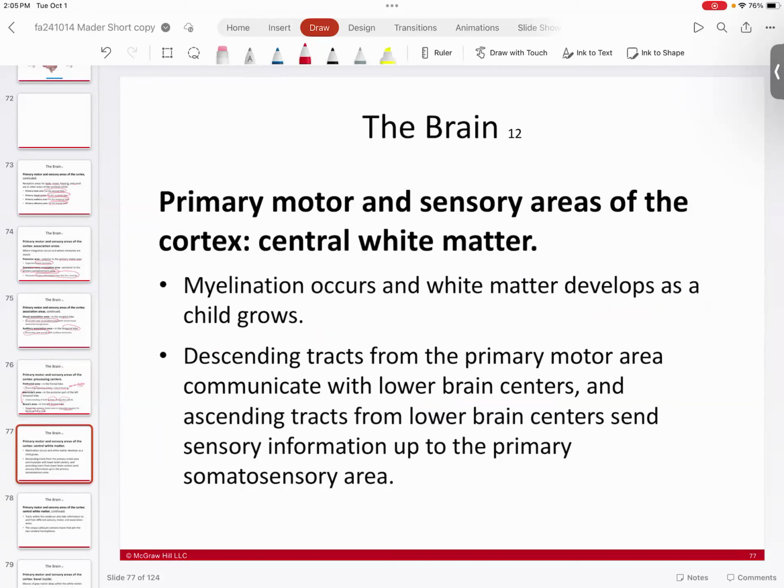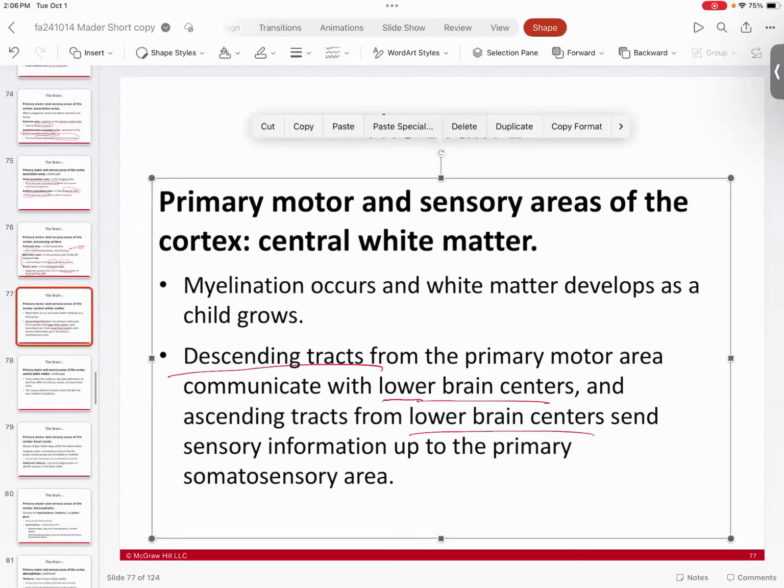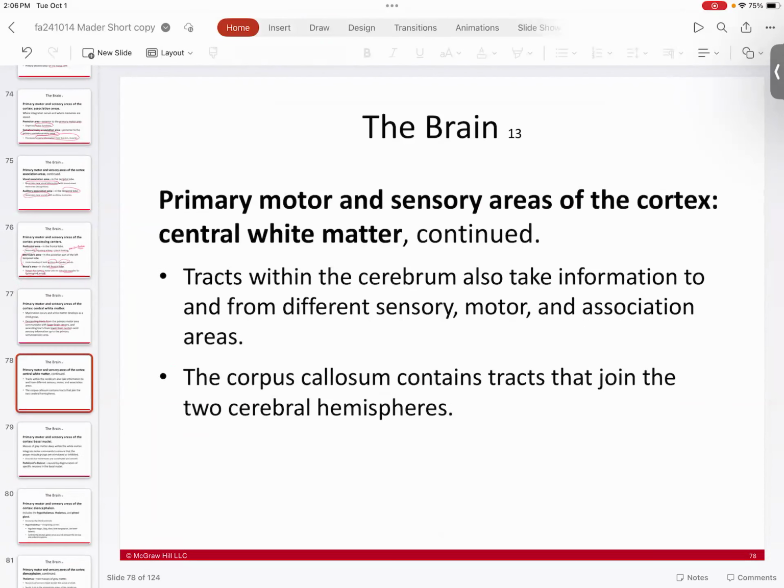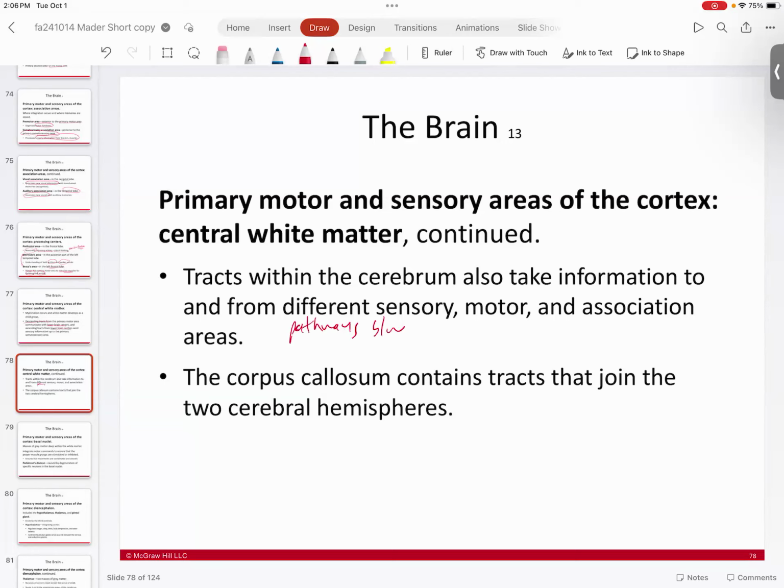What about central white matter? Myelination occurs in the white matter of the brain as they grow up through the descending tract. The primary motor areas will communicate with the lower brain centers, oftentimes through these myelinated areas. If you have a distance to travel for your message, you typically will have a myelinated strategy. So you have a bit of a distance to travel to get to these lower brain centers, and you'll connect them with these myelinated structures. Tracts within the cerebrum oftentimes will take information from different sensory, motor, and association areas back and forth. So these are basically just pathways between brain regions.